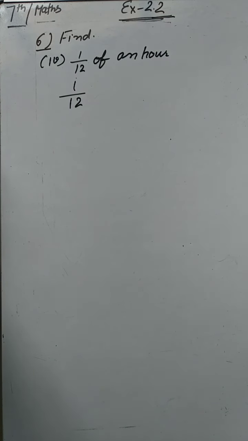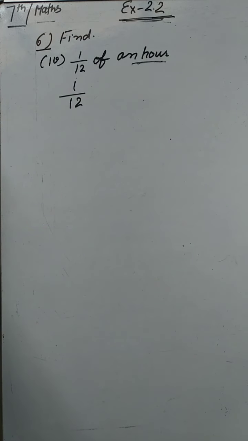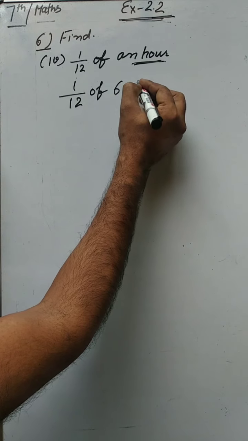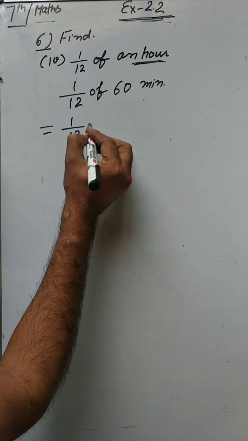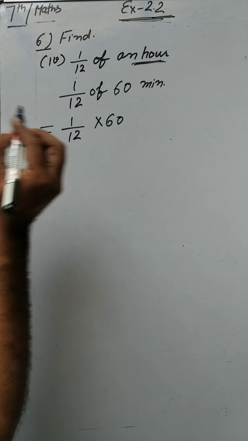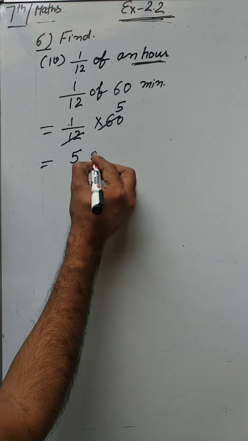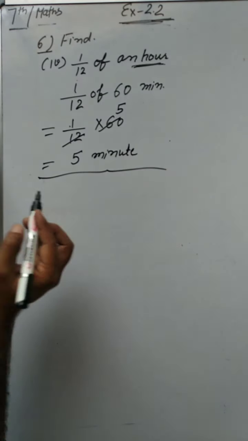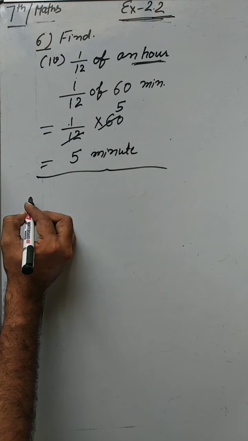1/12 of an hour. Now beta, an hour has 60 minutes. So first of all, change hours into minutes. 1/12 of an hour. 1 hour has 60 minutes. Understood beta? Now solve. Of means multiply. Now 60 is cancelled with 12, 5 times. I have only 1 multiplied by 5 minutes. Okay, understood? So 1/12 part of an hour is 5 minutes. Clear beta?